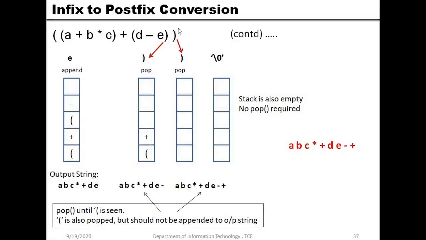Then we have come across the null character, the stack is also empty. So this is the final expression A, B, C star plus D, E minus plus.